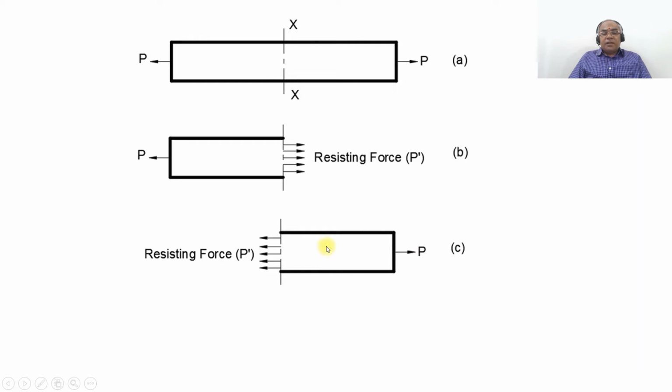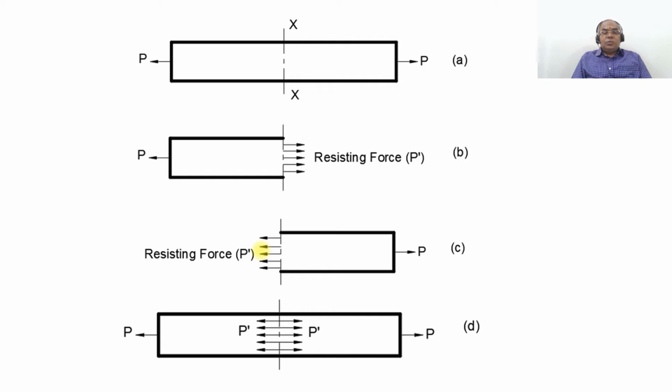Where member 2 will be in equilibrium condition, such that P will be equal to the resisting force P dash. So on the combination, if you apply the two together, what happens? When the applied load P is applied from right towards the left side, you're going to have the resisting force towards the right side, which is P dash here. That is for member 1.